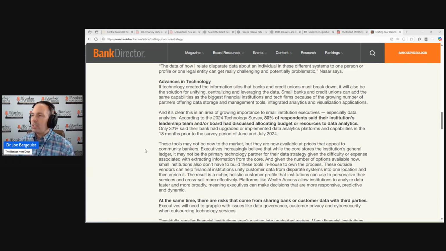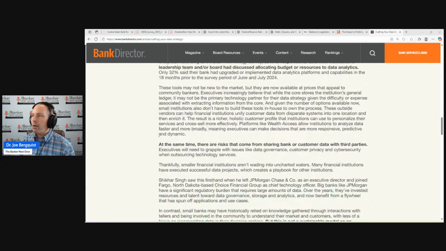And it's clear this is an area of growing importance to small institution executives, especially data analytics. According to the 2024 technology survey, 80% of respondents said their institution's leadership team and/or board had discussed allocating budget or resources to data analytics. Only 32% said their bank had upgraded or implemented data analytics platforms and capabilities in the 18 months prior to the survey period of June and July of 2024.